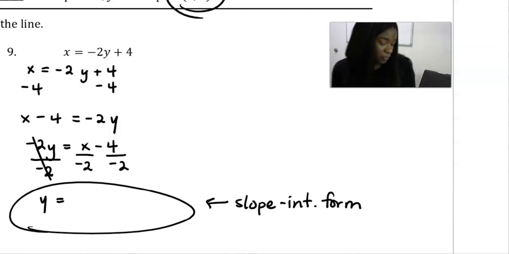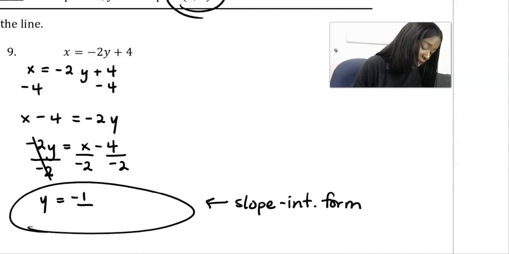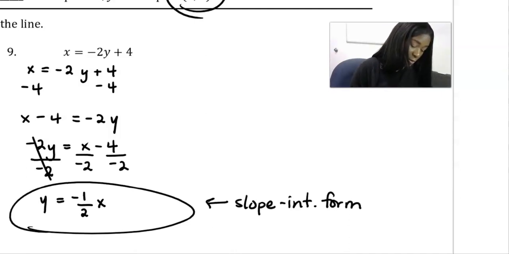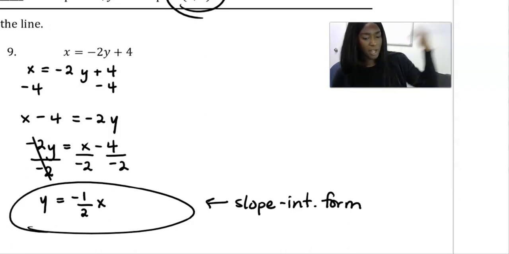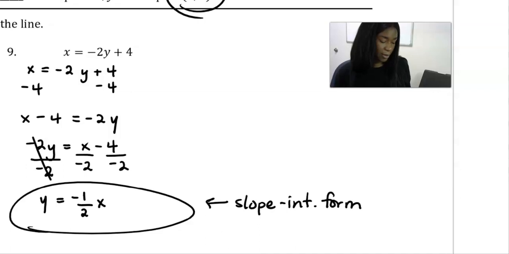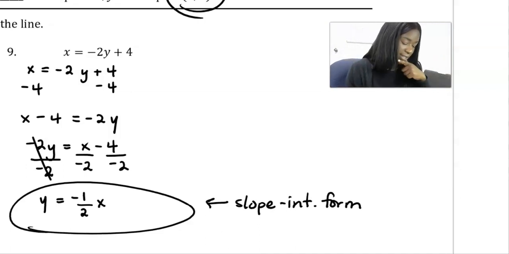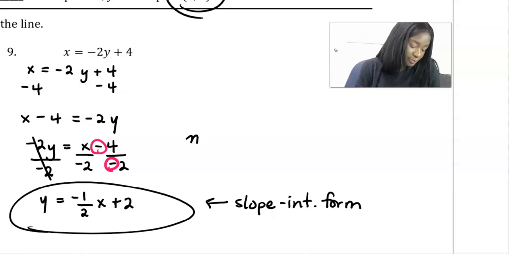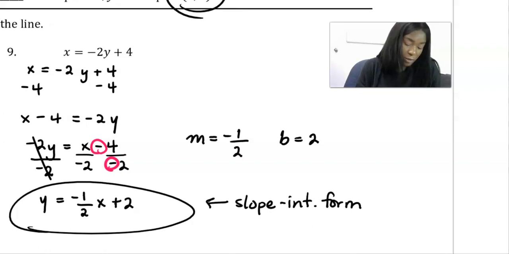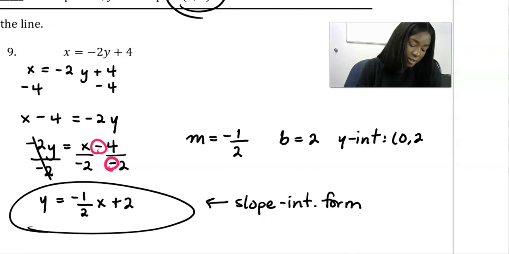So I have a negative x over 2. I'm just going to write that as a negative 1/2 x. Hope everyone agrees that's the same thing. It doesn't matter with fractions if you put the negative in the top or if you put the negative in the bottom, as long as it's there. Please do be careful, though, with that second term because you have a negative 4 and a negative 2. So those two negatives will come together to give us a positive 2. So we can see that m, the slope of this line, is equal to negative 1/2. And b is equal to 2. So I know the y-intercept of this line is the point 0, 2.